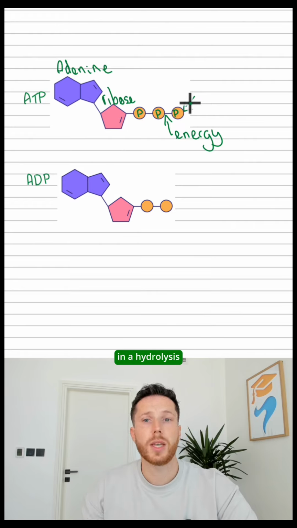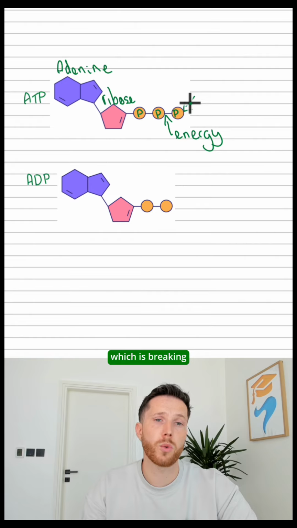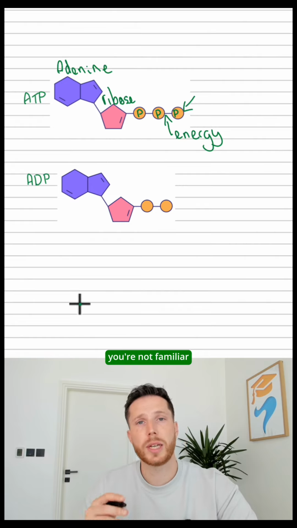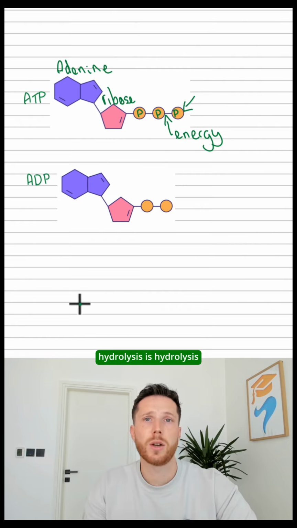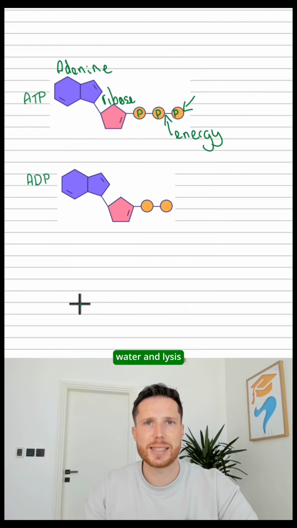So when the cell needs energy, it will break off this last or this terminal phosphate group on the end here in a hydrolysis reaction, which is breaking with the addition of water. So in case you're not familiar, hydrolysis is hydrolysis, where hydro means water and lysis is to break.